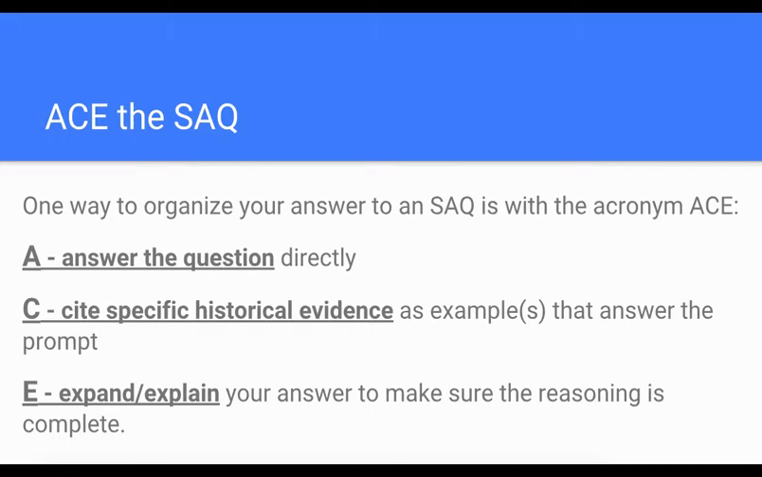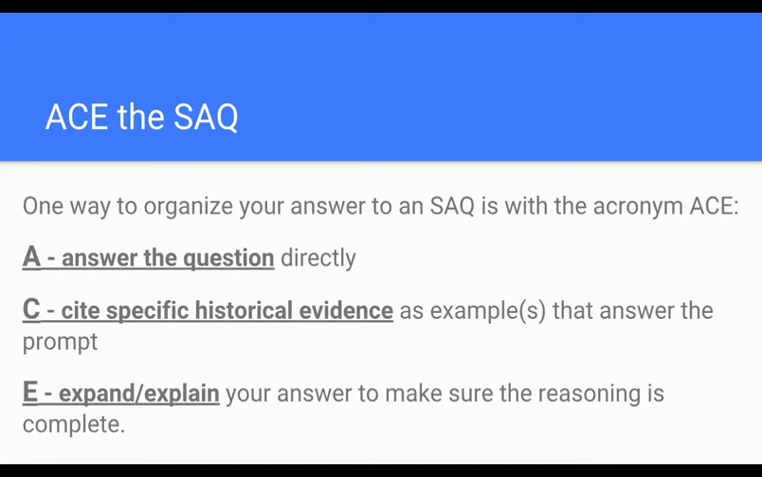The C is cite specific historical evidence as examples that answer the prompt. So once you've given a basic answer to the question, you're going to give at least 1 example, preferably not more than 2 because of space, but you're going to give at least 1 example that supports your answer to the prompt. And then the E of ACE is to expand or explain your answer to make sure that your reasoning is complete. Readers can only give credit for the words that you write on the page, not knowledge they assume you have or meaning that they can infer. We need to know exactly what you mean, so you do need to expand a little bit in your answer.